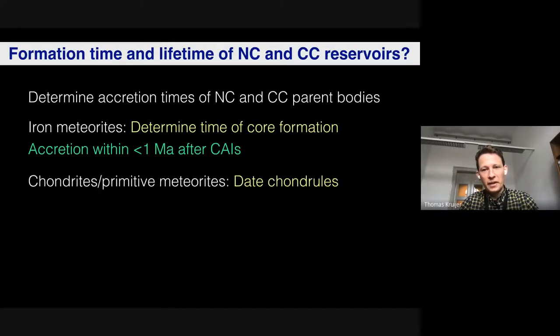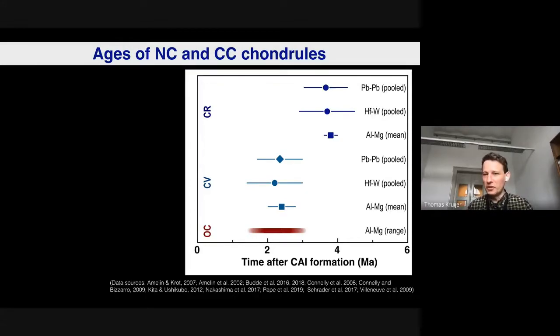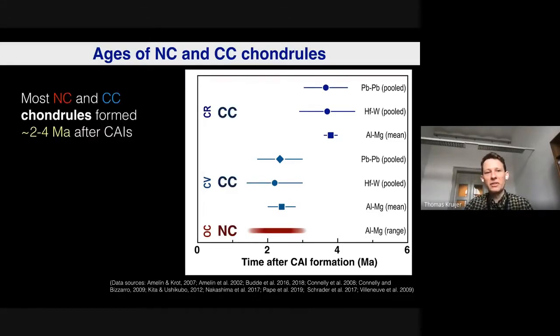Now let's have a look at this. I basically show you just a summary diagram for different chondrule ages that have been obtained over the last, say, 2 decades. And this is for different chondrite groups, for ordinary chondrites from the NC reservoir, and for carbonaceous chondrites, in this case CV and CR chondrites from the CC reservoir. And shown are data for different chronometers, for the aluminum-magnesium system, another short-lived system, for the hafnium-tungsten system, and the lead-lead system. And you see that these ages agree relatively well. And based on this diagram, we can conclude that chondrules formed between 2 and 4 million years after CAIs.